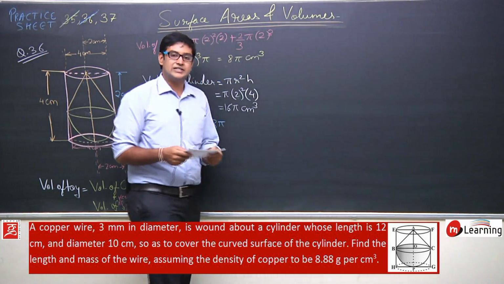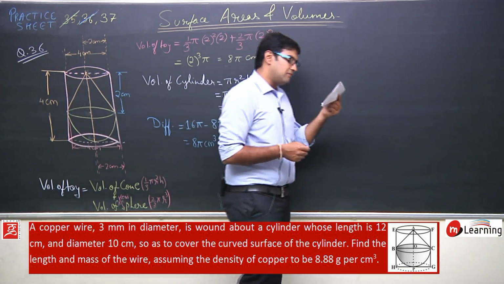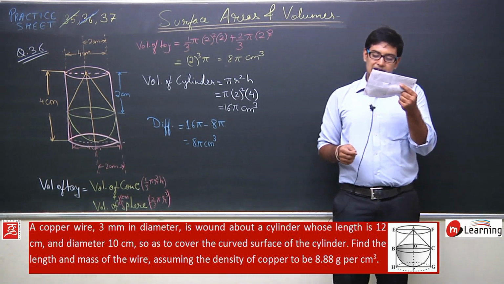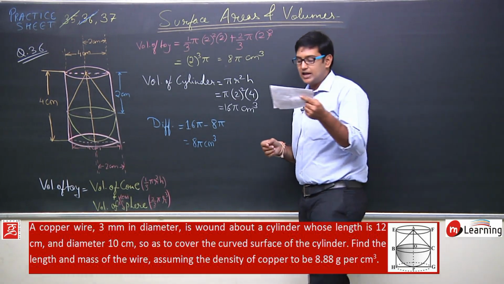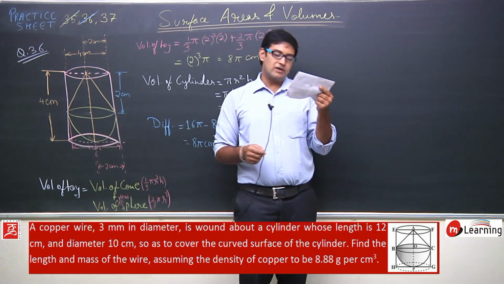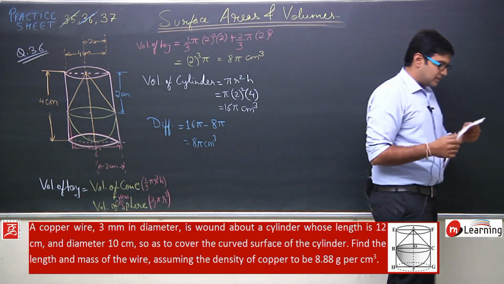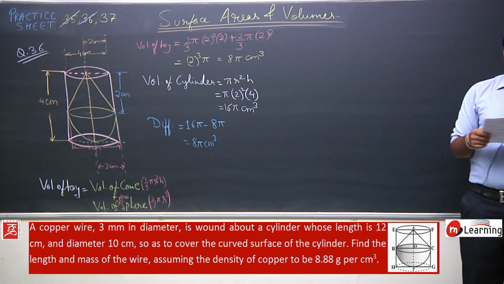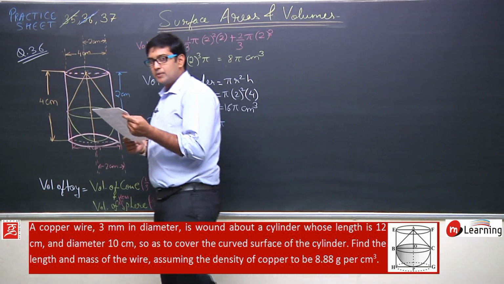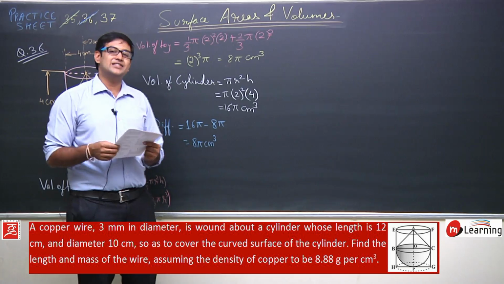Yes, we have the 37th question. Question number 37 says, a copper wire 3 millimeter in diameter is wound about a cylinder whose length is 12 centimeter and diameter is 10 centimeters, so as to cover the curved surface of the cylinder. Find the length and the mass of the wire, assuming the density of the copper to be 8.88 gram per centimeter cube. Okay, so let us try to visualize this question.